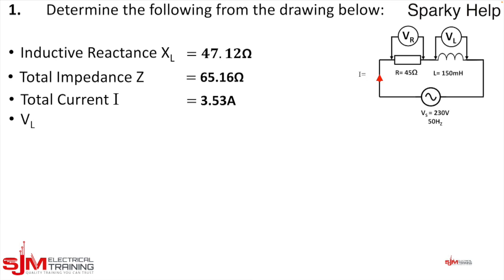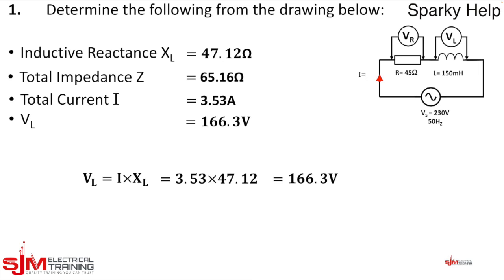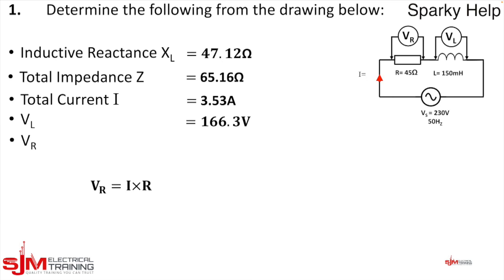Work out the voltage across the inductor. So that's again Ohm's law: I times an ohmic value, not R because it's XL, that's the ohmic value of that inductor. So that's 3.53 times 47.12 and that gives you 166.3 volts. How do you work out the next one? Well, I think you're sort of sussing it really. It's Ohm's law. V equals I times R. And you know it is R because it is a resistor in this case. So 3.53, because current in a series circuit stays the same, multiplied by 45 gives you 158.85 volts. And that's the voltage across the resistor.